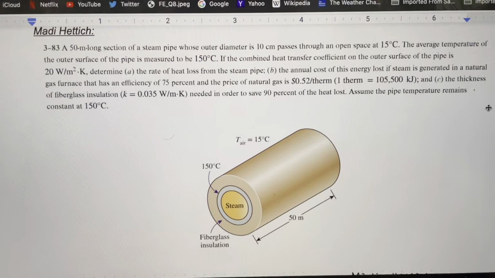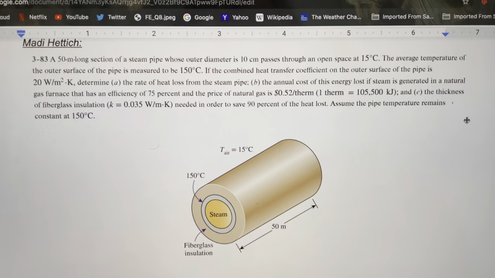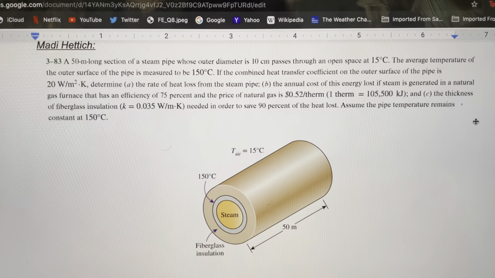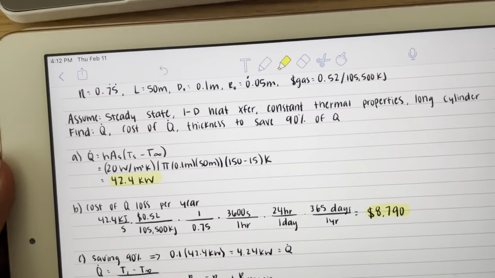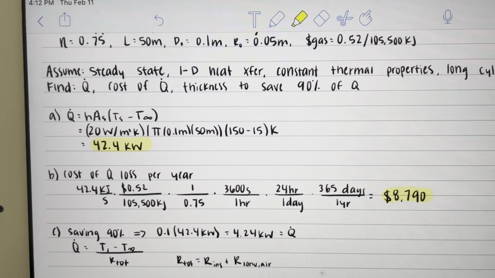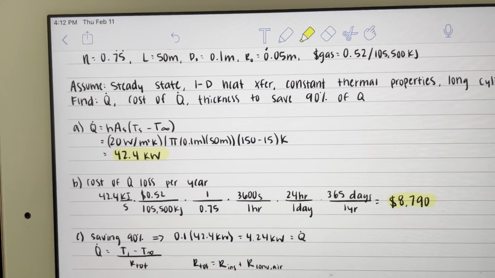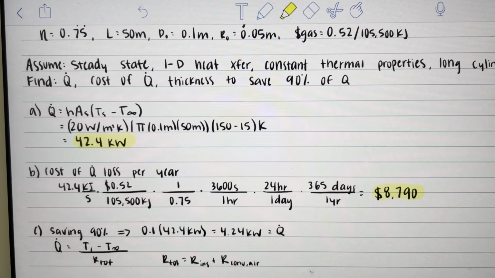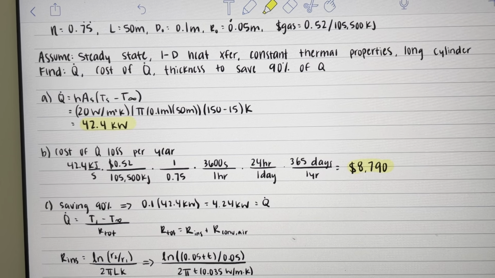So first we need to find the rate of heat loss, the price of this heat loss per year, and the thickness of insulation needed in order to save 90% of this heat loss. So going down to my solution, first we're solving our heat loss, so this is just Q dot equals h times area times our change in temperature, all variables that we know and are given, so we can calculate to 42.4 kilowatts. Second, we need to find the cost of this per year.